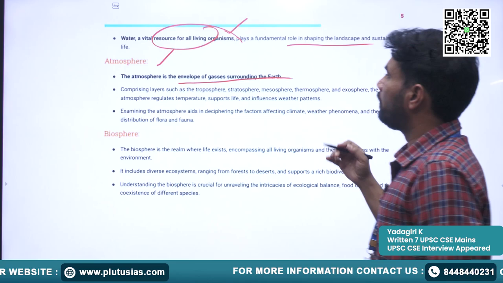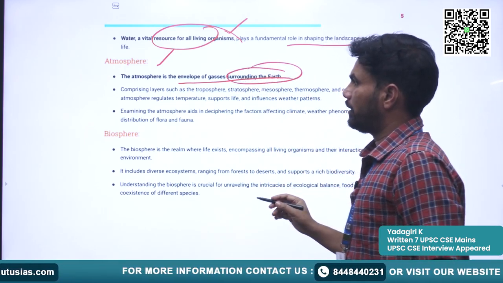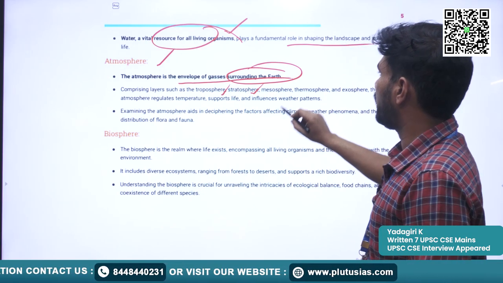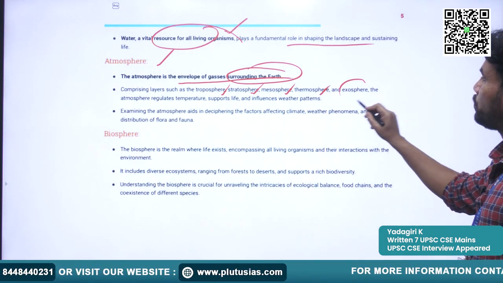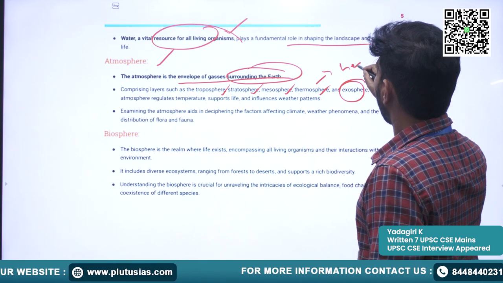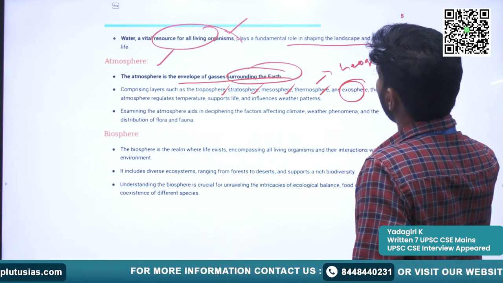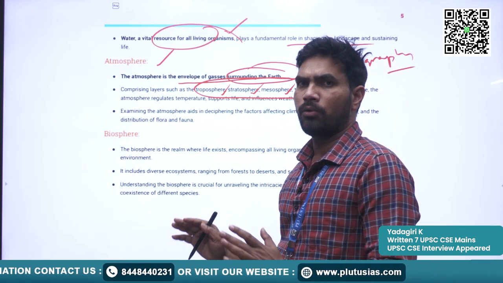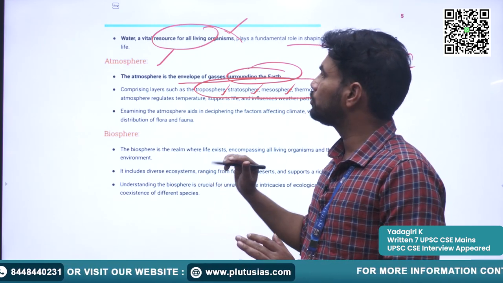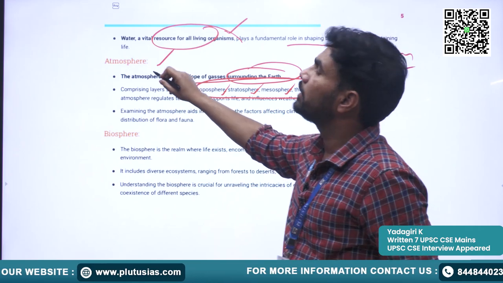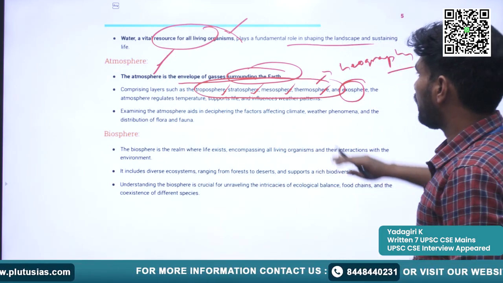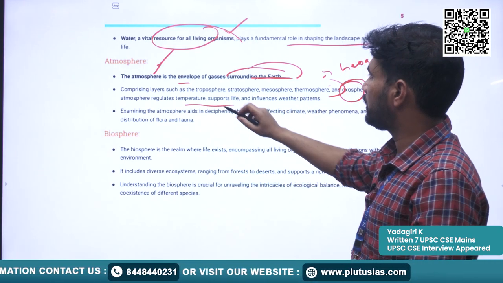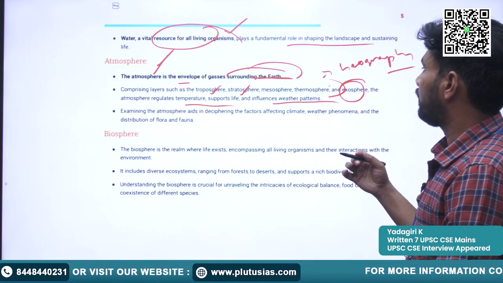The atmosphere is an envelope of gases surrounding the Earth, right? It is further divided into layers such as troposphere, stratosphere, mesosphere, thermosphere and exosphere. When we study geography, we will understand all these layers. We will go into detail about each of these layers. For environment aspects, you just try to remember that there are certain layers within the atmosphere, that is sufficient. Basically, the layers regulate the temperature, support life and influence weather patterns.